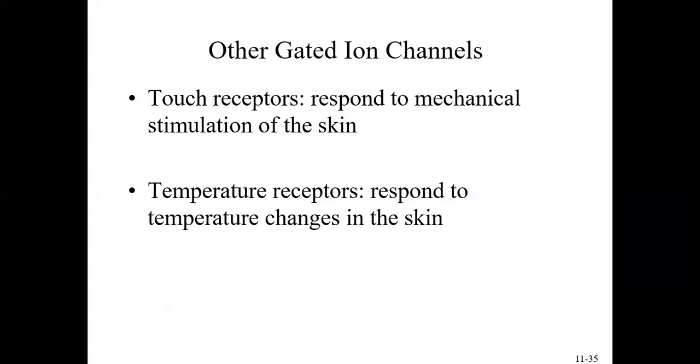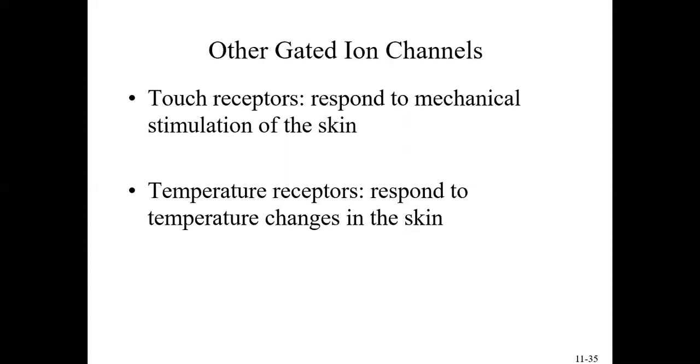Now, there are some other gated ion channels I mentioned before, such as touch receptors. And so we'll get into some special senses, some of your sensory receptors, a little later on in a chapter. But your touch receptors in the skin respond to some kind of mechanical stimulation. So when you touch something, that's actually opening an ion channel just because of mechanical stimulation. And so it's not really a voltage or chemical or ligand, but pressure or some kind of mechanical stimulation actually opens that type of gated channel.